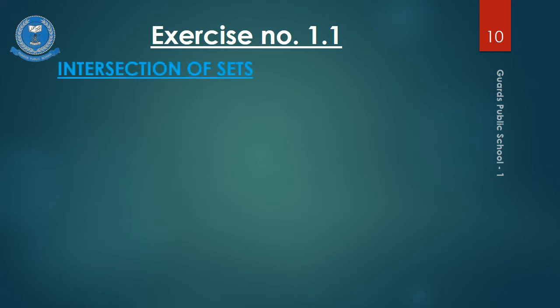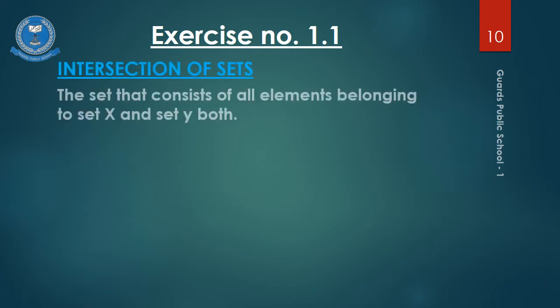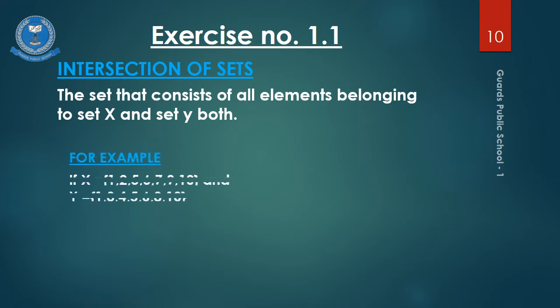Intersection of sets. The intersection of sets is the set that consists of the elements belonging to set X and set Y. For example, if you are given the set X with elements 1, 2, 5, 6, 7, 9 and 10, and set Y with elements 1, 3, 4, 5, 6, 8 and 10, the intersection of both the sets will be the elements belonging to both the sets, and these elements are 1, 5, 6 and 10.